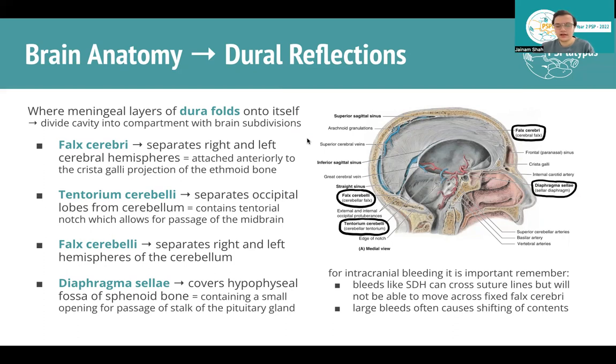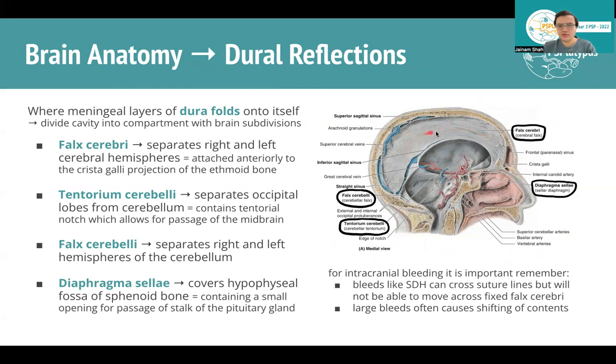So the falx cerebri, I should really quickly clarify just to orient ourselves. This diagram is a sagittal section of the head, I guess, with the brain removed and the cerebrum, cerebellum, everything like that removed. So you can only appreciate these dural folds. So the falx cerebri is the biggest one, right? It's the one that separates the right and left cerebral hemispheres.